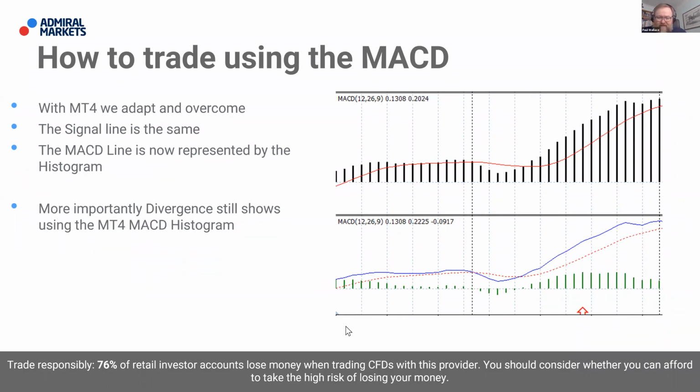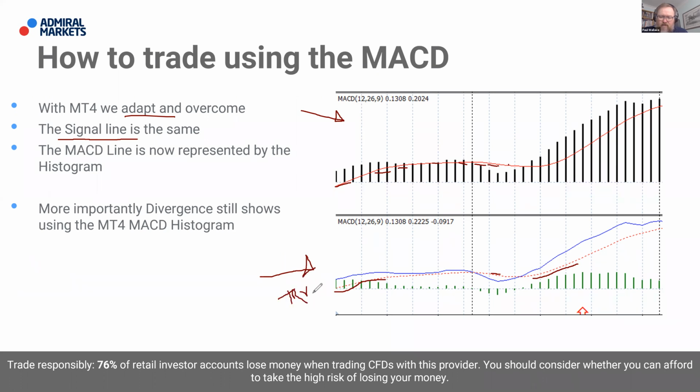So, as it says there, we look to adapt and overcome. What we have here is the signal line, and the signal line is the same. On this chart, the signal line, the dotted red line, is just doing its business. The signal line is the same on the normal MetaTrader MACD as opposed to traditional.